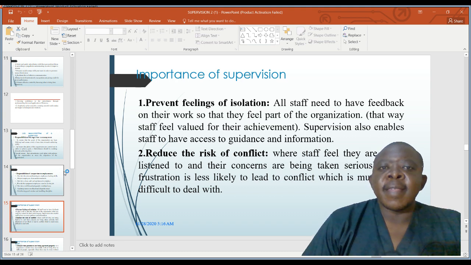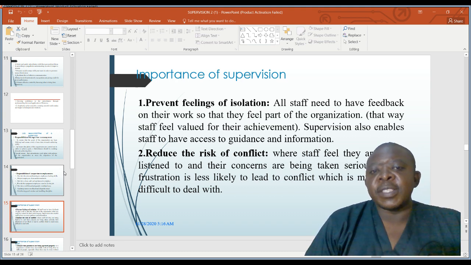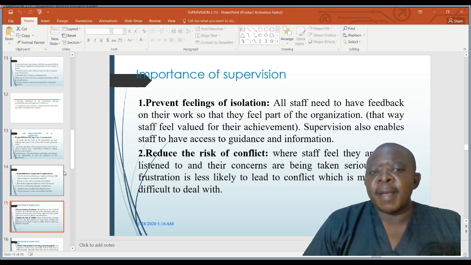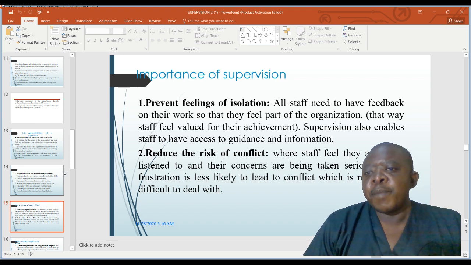Then the other importance of supervision is reducing the risk of conflict. Where staff feel they are being listened to and their concerns are being taken seriously, their frustration is less likely to lead to conflict, which is much more difficult to deal with.